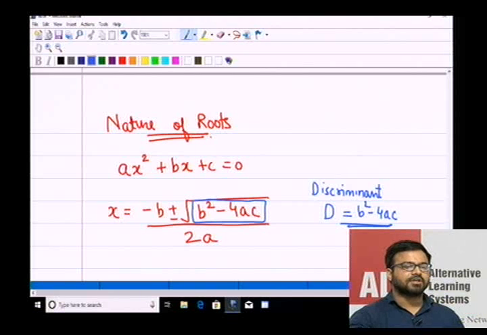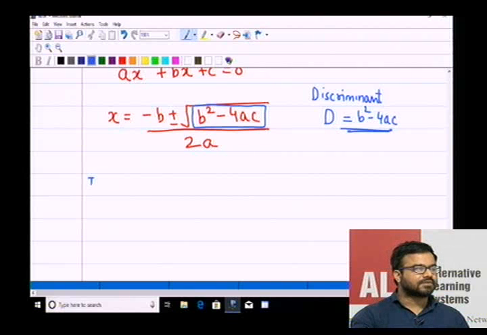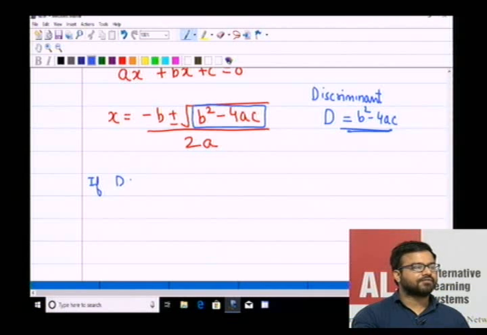So after calculating D by using b square minus 4ac, there are three cases. If D comes out to be positive, greater than 0, we will say the roots of the equation are real and distinct.